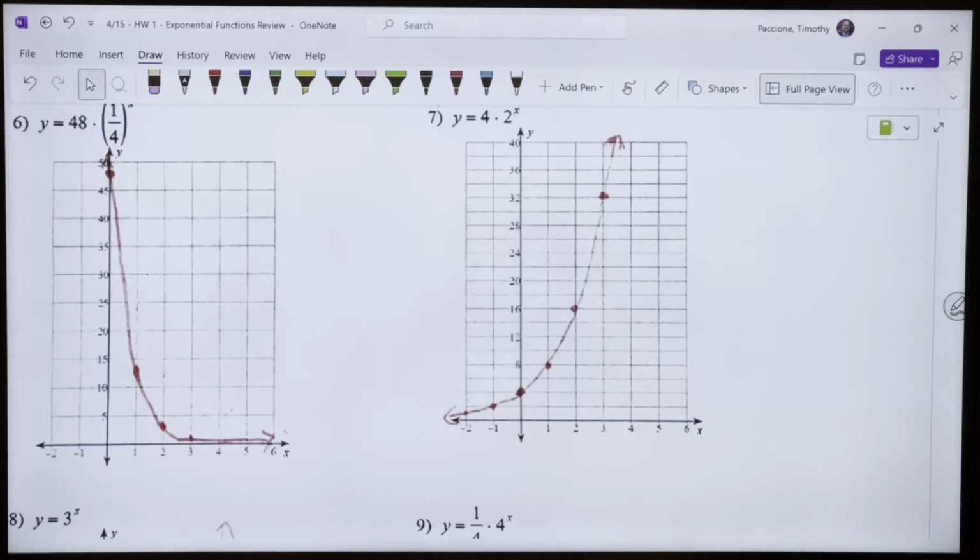6? 6 and 8. 9. Oh, wait, we're not 9 yet. I think we're going to do 6 and 8.